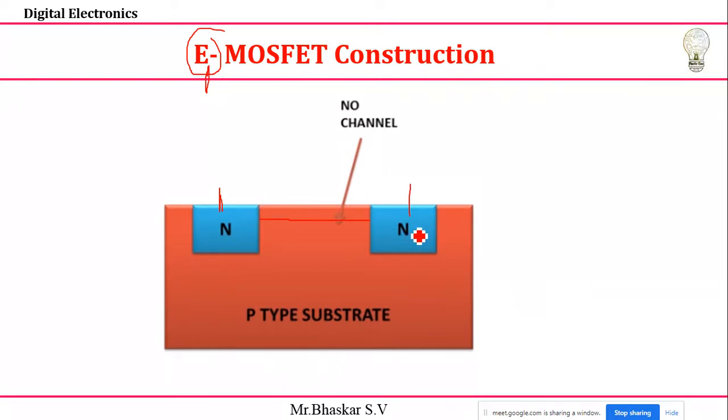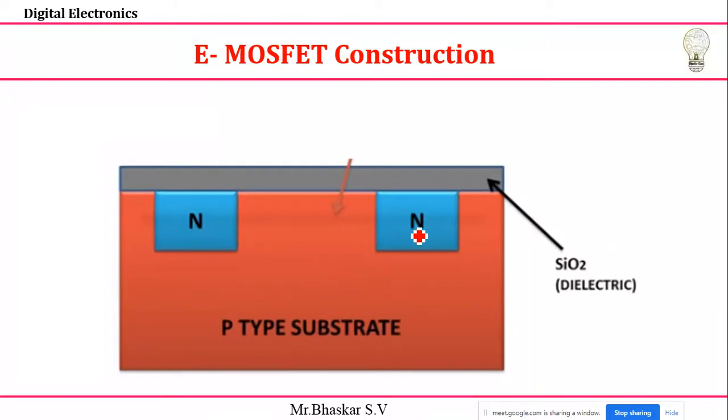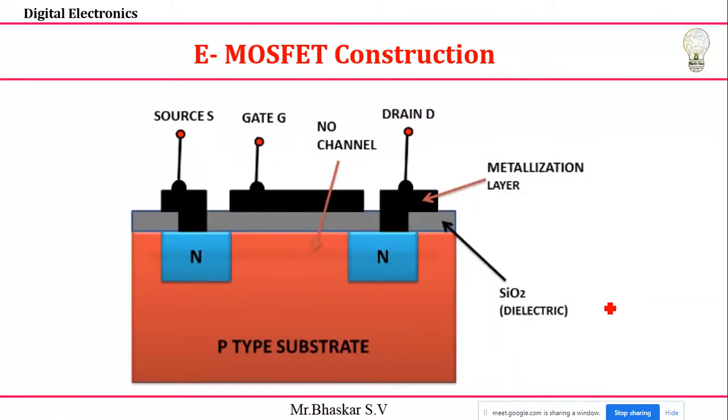Next, after these components, we add some silicon dioxide, which acts as a dielectric, meaning here it acts as an insulator. After that, we have three terminals made by metallization. They add some aluminum metallization. By adding that, they can construct the source terminal, gate, and drain. That process is called the metallization layer.